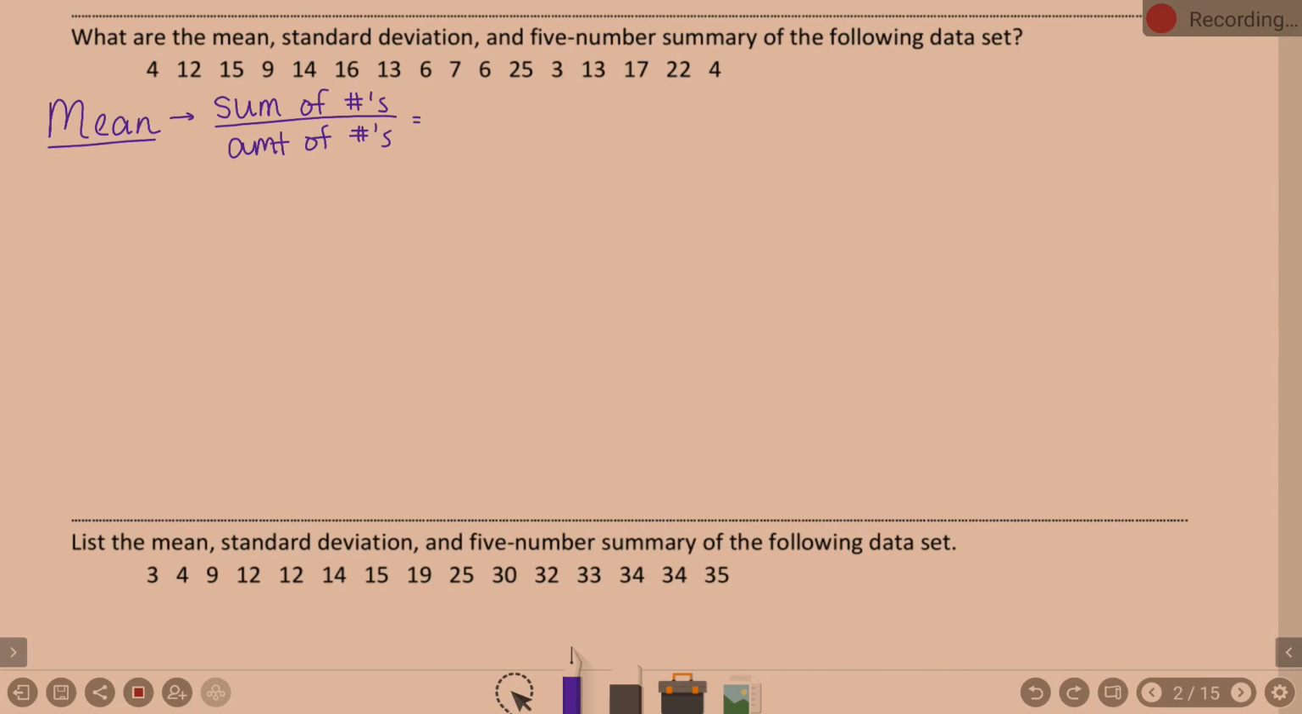What are they adding up to be? 186. Okay, they are adding up to be 186. What are you dividing by? 16. There are 16 numbers.